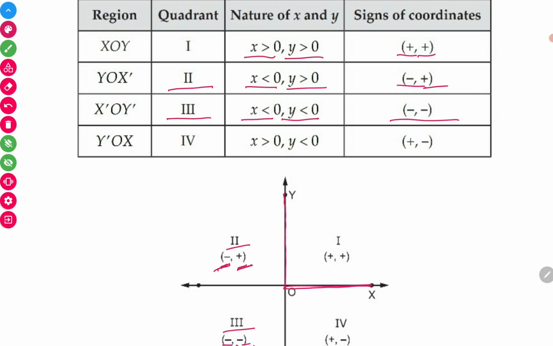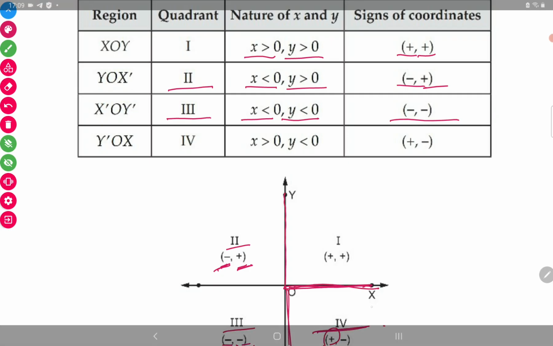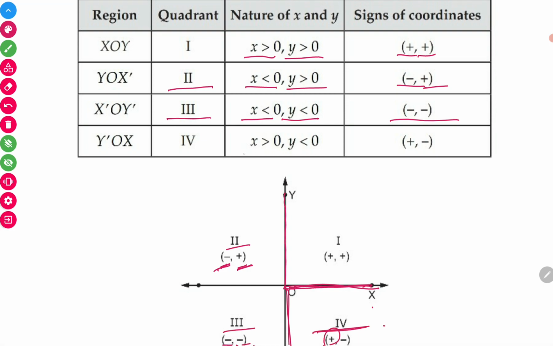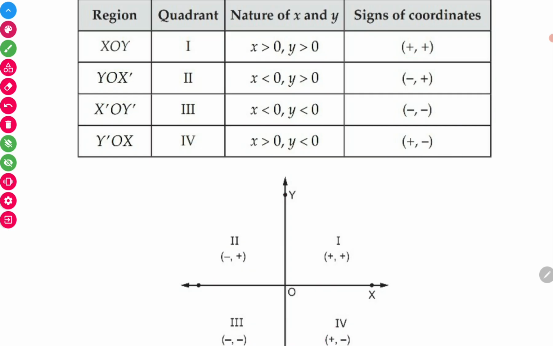Both are negative. Come to your fourth quadrant: the positive side of x was there and the negative side of y was there. So x is positive, y is negative. So x is greater than 0, y is less than 0. Okay, understood?